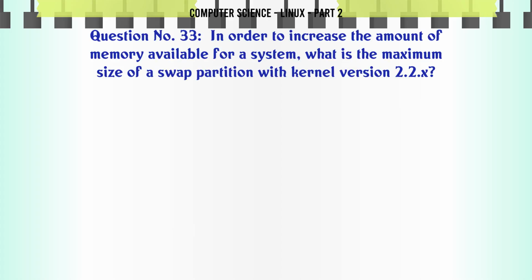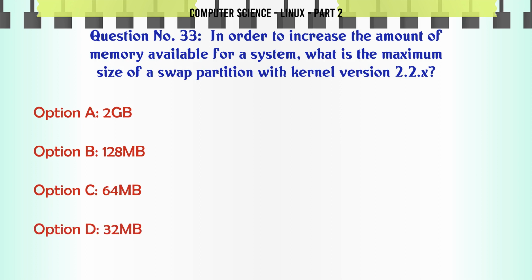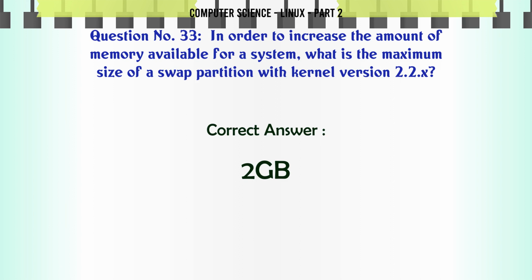In order to increase the amount of memory available for a system, what is the maximum size of a swap partition with kernel version 2.2.x? A. 2 GB, B. 128 MB, C. 64 MB. D. 32 MB. The correct answer is 2 GB.